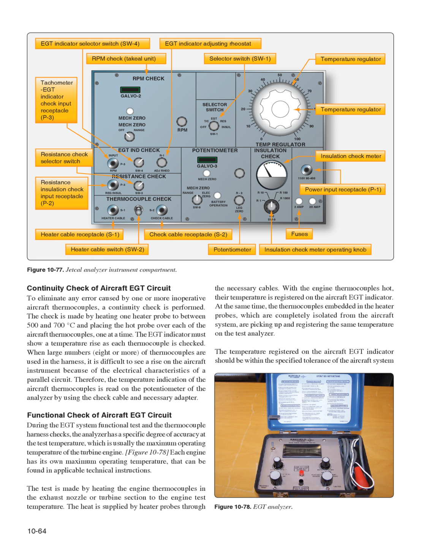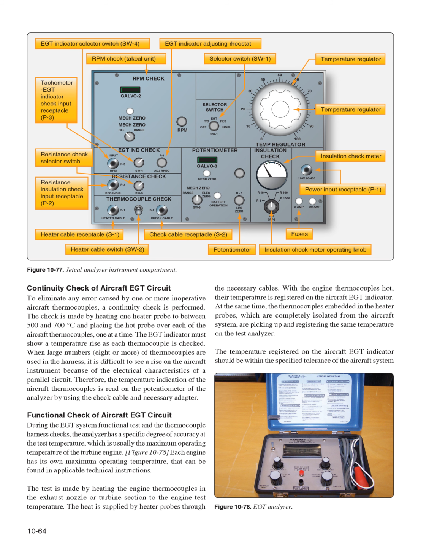Functional check of aircraft EGT circuit. During the EGT system functional test and the thermocouple harness checks, the analyzer has a specific degree of accuracy at the test temperature, which is usually the maximum operating temperature of the turbine engine. Figure 1078, each engine has its own maximum operating temperature, that can be found in applicable technical instructions. The test is made by heating the engine thermocouples in the exhaust nozzle or turbine section to the engine test temperature. The heat is supplied by heater probes through the necessary cables.